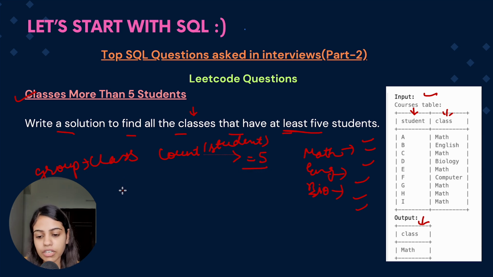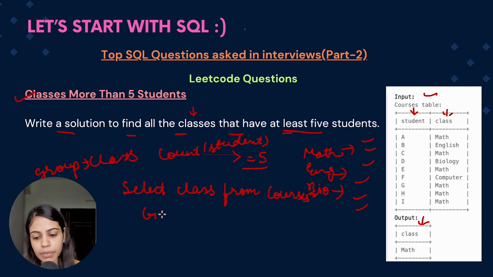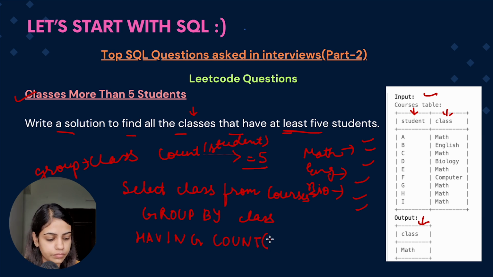So let's see how we can form the query. First we will be selecting class, and then we'll give from, and then the table name is courses, and then we will be grouping, group by class. So we have formed the group of the class. Then we have to give a condition, having count of student greater than or equal to 5. So this is how we can write the query for the same.